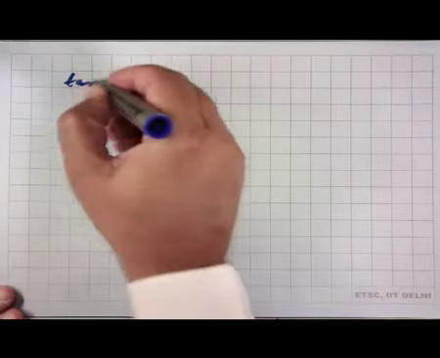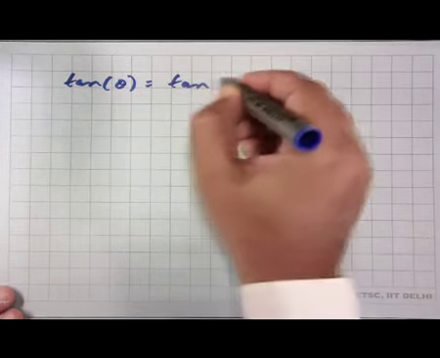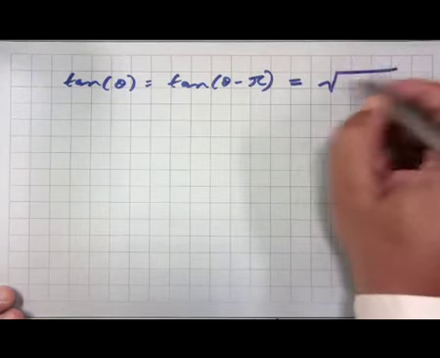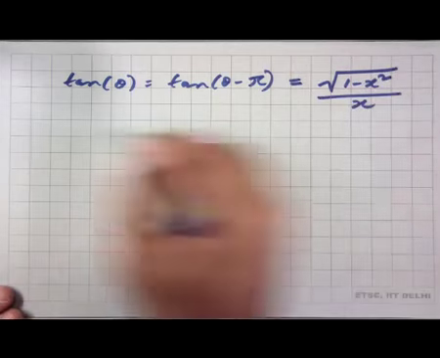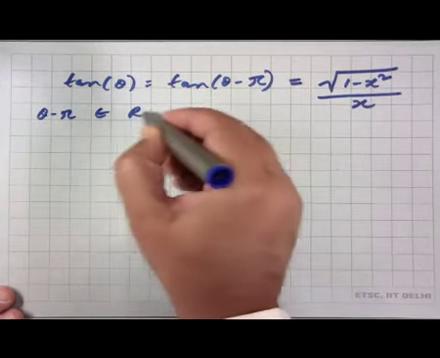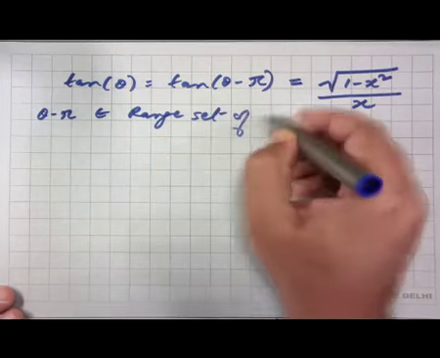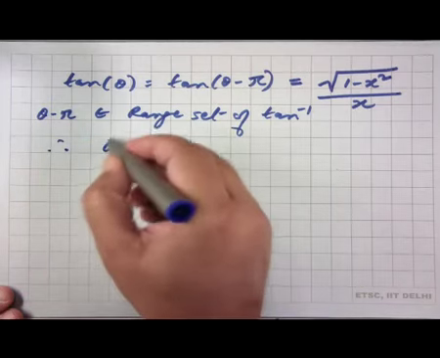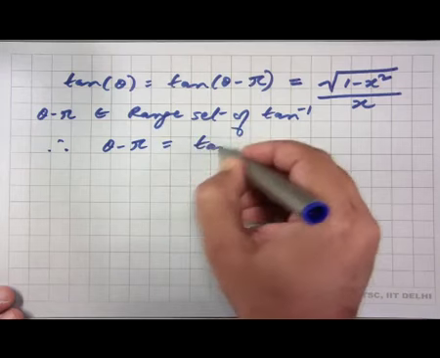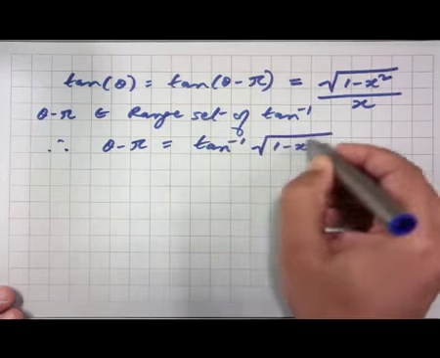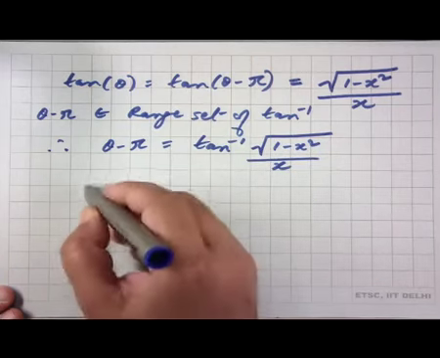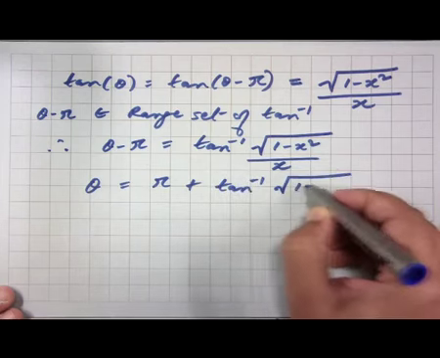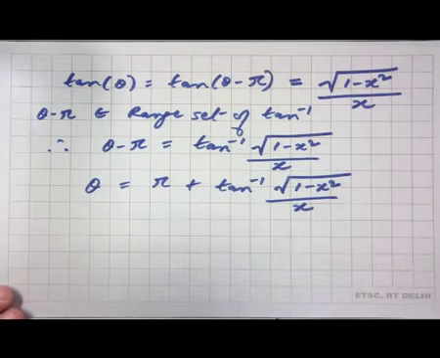tan of theta, equal to tan of theta minus pi, is equal to square root of 1 minus x square over x. We know that theta minus pi belongs to the range set of tan inverse, and therefore, we can write that theta minus pi equals tan inverse of square root of 1 minus x square over x, which then implies that theta is equal to pi plus tan inverse of square root of 1 minus x square over x.